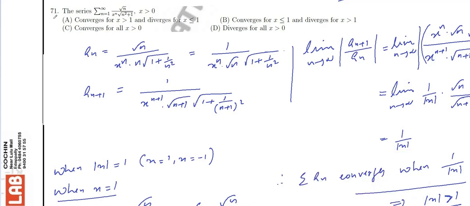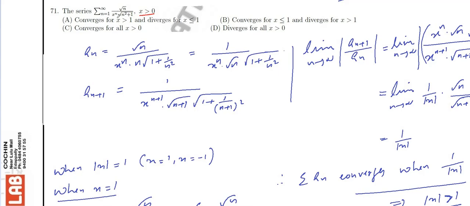Well, in 71, root n by x to the power n root of n square plus 1. See, I've told you this one also converges based on the values of x. In such cases, we don't know the value of x. It can be positive, it can be negative, whatever. Here specifically, it's given that x is greater than 0. But still, you go for absolute convergence using the ratio test, as in the case of power series.